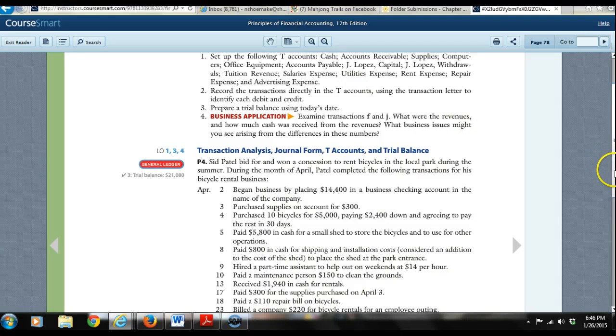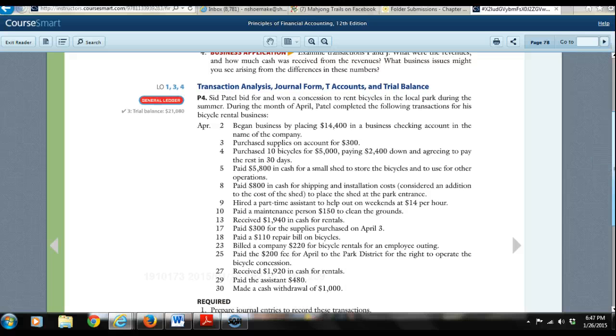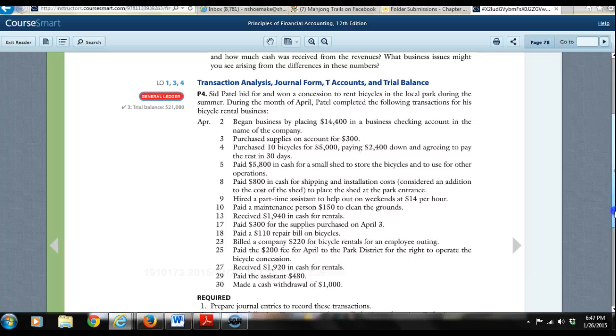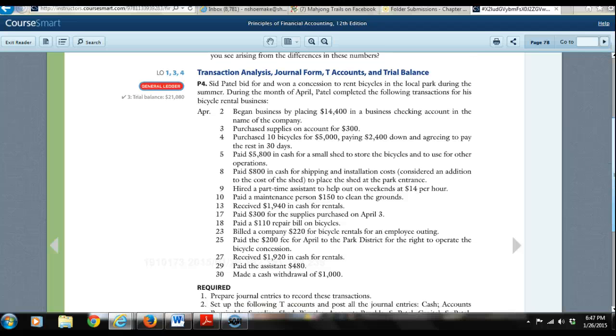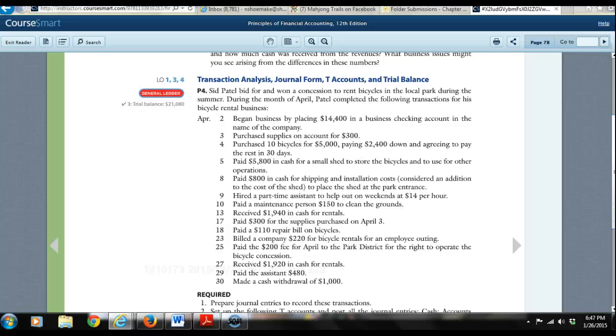This lecture is going to cover problem 4 in chapter 2, and then I'll also have one that covers problem 5 in chapter 2. So we're going to start out here. Sid Patel bid for and won a concession to rent bicycles in the local park during the summer. During the month of April, Patel completed the following transactions for his bicycle rental business. The first thing we're going to do here is create the journal entries for each one of these transactions.